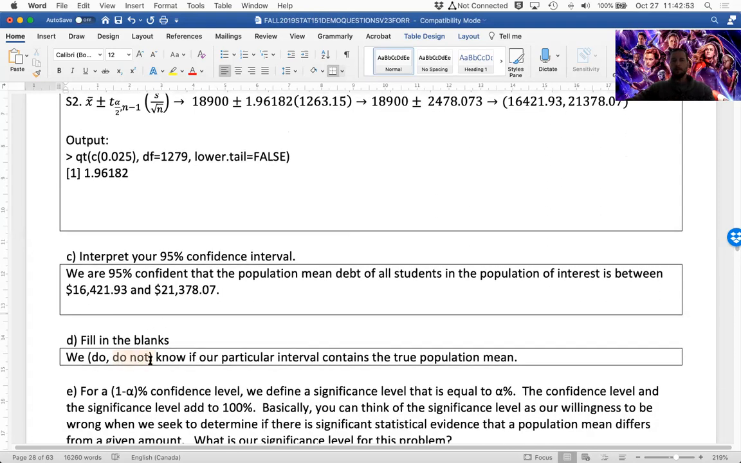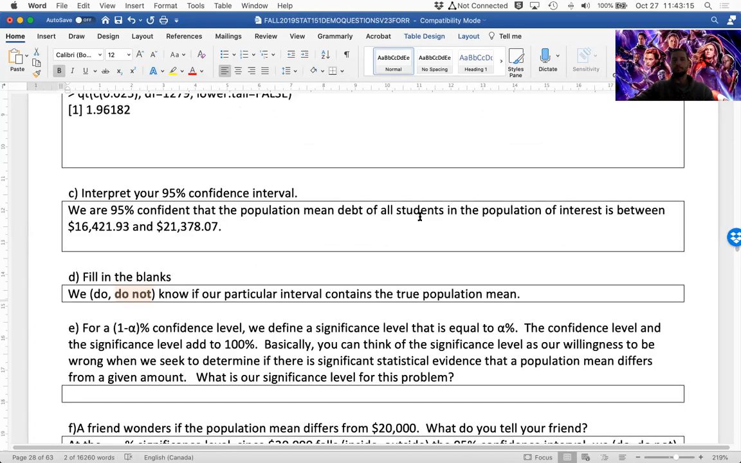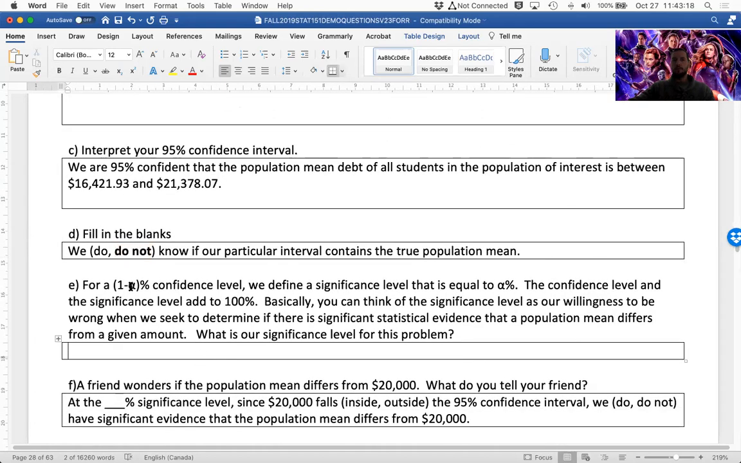Just like before, for the same reason, we don't know if this exact interval contains the population mean, but if we were to construct, say, 100 95% intervals from this population using the same sample size, then we would expect 95 of the 100 to contain the true mean, but we don't know if the individual interval does. Same rationale here as before. So what is the significance level for this test? It's just going to be 100 minus 95%, which is equal to 5%.